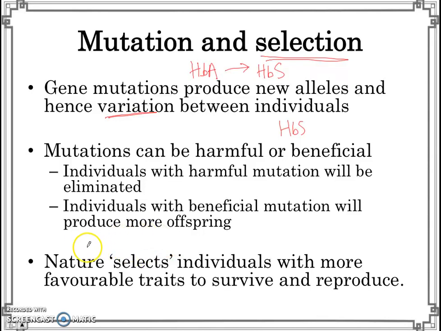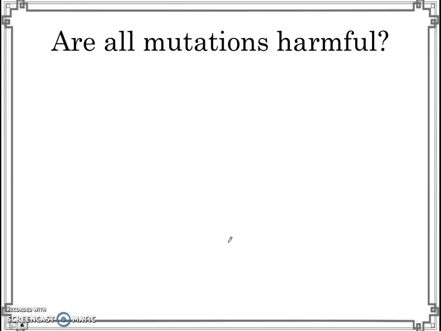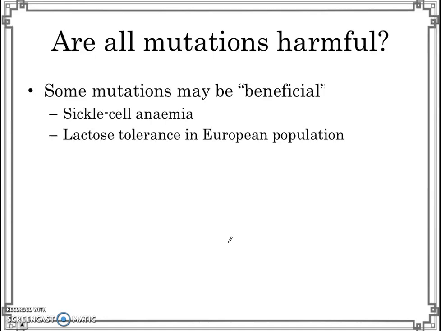So in the case of places with a lot of malaria, nature actually ends up selecting all those heterozygous individuals with the HbS allele to survive and reproduce. So you get a lot more of those individuals in places with a lot of malaria. So are all mutations harmful? Well, it's not the case, because we've just seen that some mutations can be beneficial, just like the sickle cell trait in places with malaria.